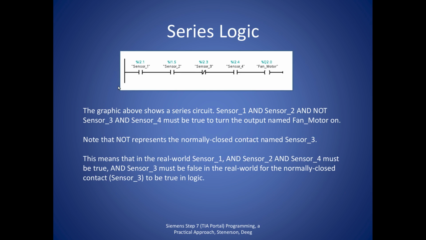Here's another example with more logic, and this is just a series of ANDs. So we have sensor 1 and sensor 2 and not sensor 3 and sensor 4. The only way that this motor will come on is if these bits are 1, 1, 0, 1 in memory.